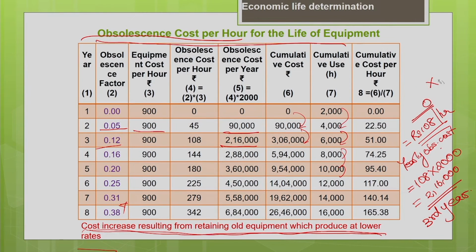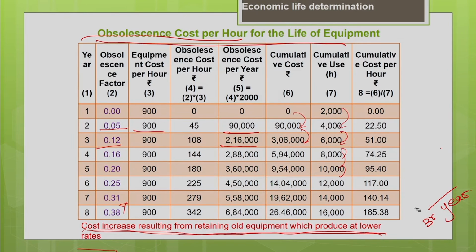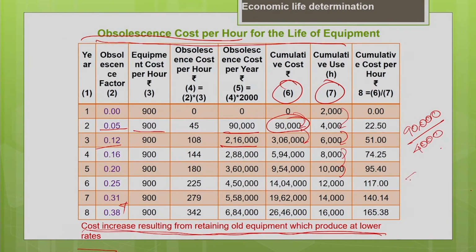Now, similarly, you find the cumulative cost per hour. The cumulative cost per hour is going to be nothing but column 6 divided by column 7. As we did for the earlier course, the same methodology we are going to follow here. So, for the second year, the cumulative cost is 90,000 divided by the usage of the machine. For 2 years, it is 4000 hours. So, that gives me the value as 22.5 per hour for 2 years.